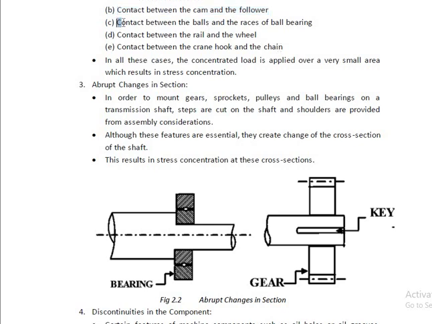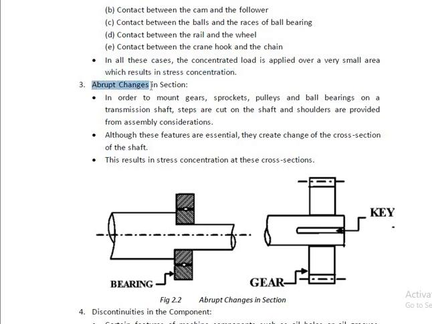Similar examples are the contact between the balls and races of a ball bearing, the contact between the rail and the wheel, and the contact between the crane hook and the chain. These are simple examples where the load distribution is not uniform. In all these cases, the concentrated load is applied over a very small area, which results in stress concentration. In simple language, when there is an uneven distribution of load among the component, there is a chance of localization of stresses at a particular point, which adds towards the stress concentration effect.